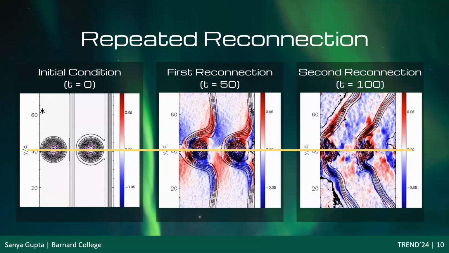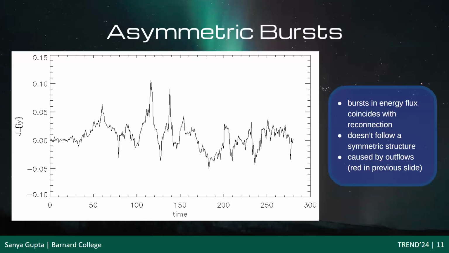For the next few slides, I want you to remember these two numbers here, 50 and 100, which is approximately where each of these reconnection events happened in my simulation, because we also see more results that give us more indication of what the driving force of the fast solar wind is.